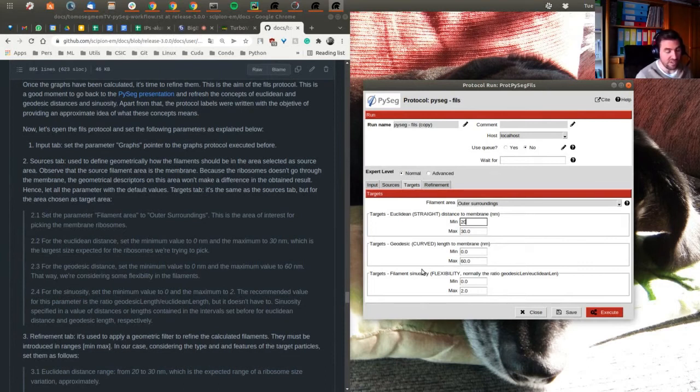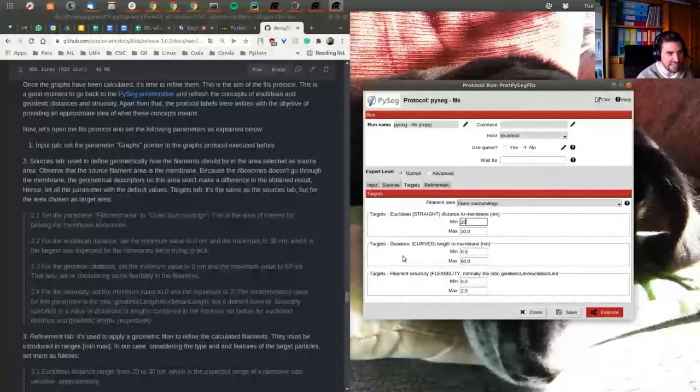So if we consider some kind of flexibility in our particles, we should consider something like this. I don't know. It is not very scandalous to think that this distance can be the double, for example.